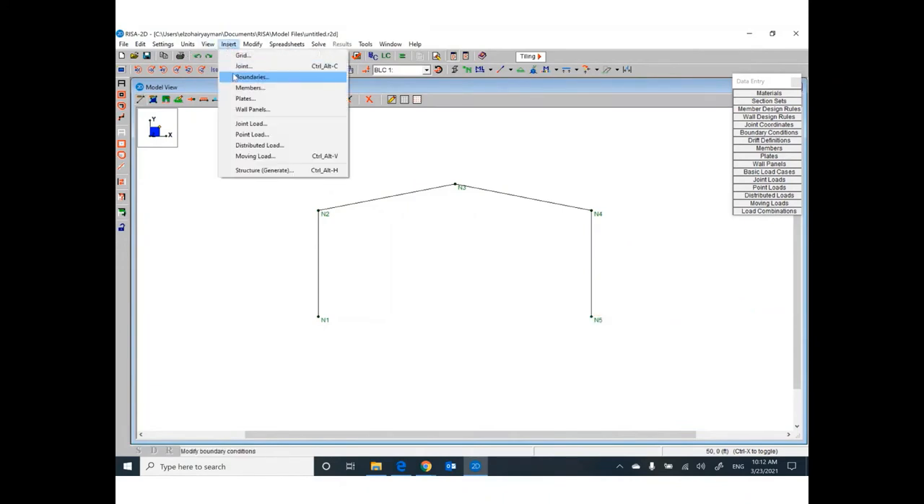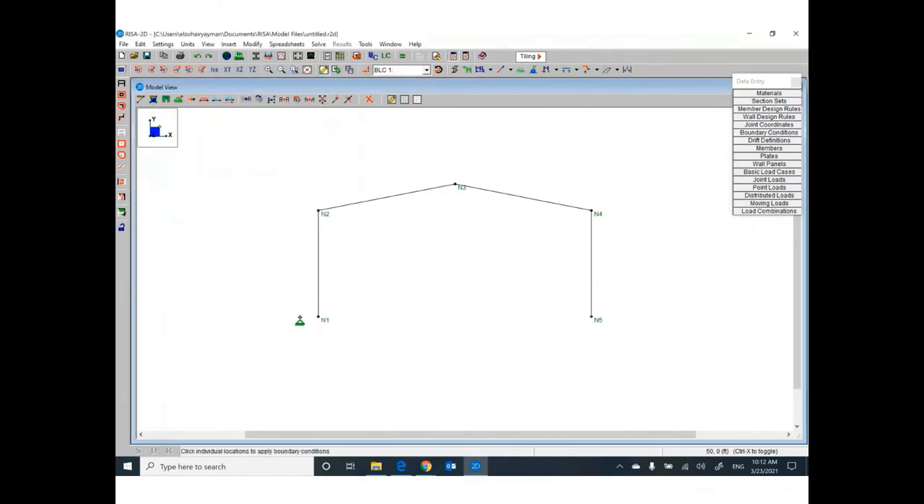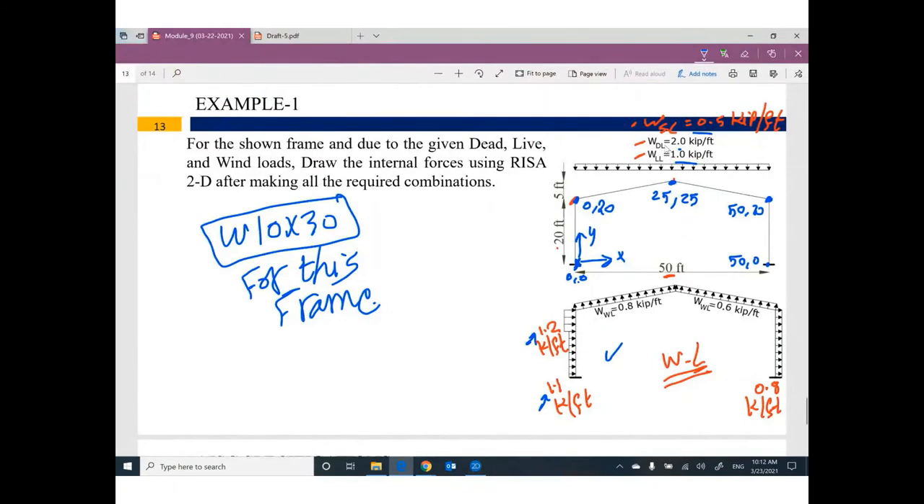Fix it, insert boundaries. We have fixed it at this node and this node. The next step, I need to define dead load. Do you remember? We have dead load, live load, wind load, and snow load. I will put dead load in case number one, live load in case number two, wind load in case number three, snow load in case number four. It's up to you as you like, but I assume this.